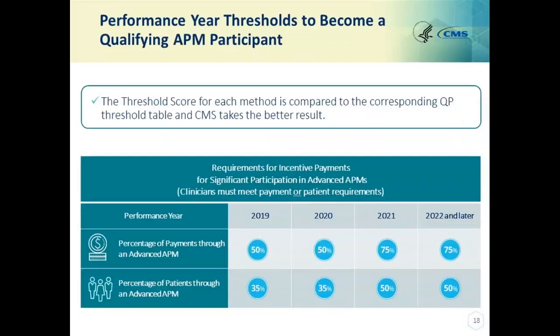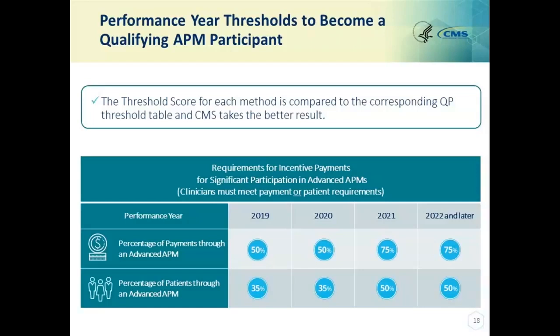Here again, we talk a little bit about what it means to be a QP. For a QP, we talk about threshold scores. Threshold scores relate to the work that you do or the significant participation in your advanced APM. Well, what does it mean to be significant? Well, when we talk about payments through your advanced APM, within that advanced APM for 2019, you must have 50% of your payments coming through the work that you're doing in your advanced APM. Again, this is all scored at an entity level, but we also do other calculations to try to make sure we capture as much about you as possible.